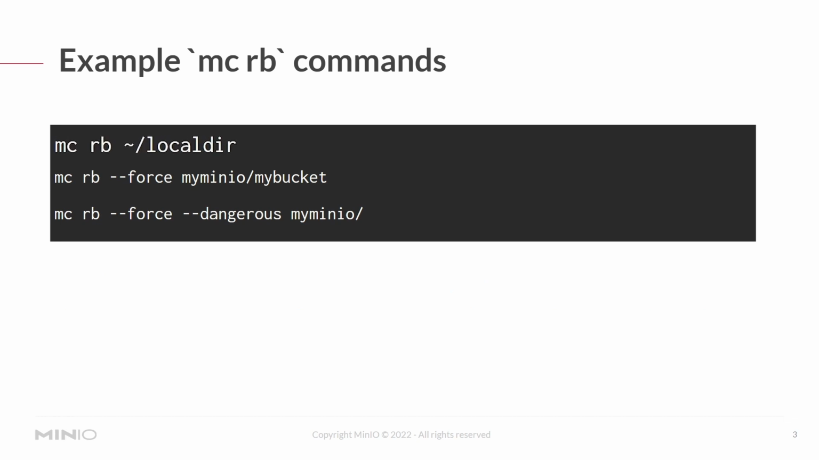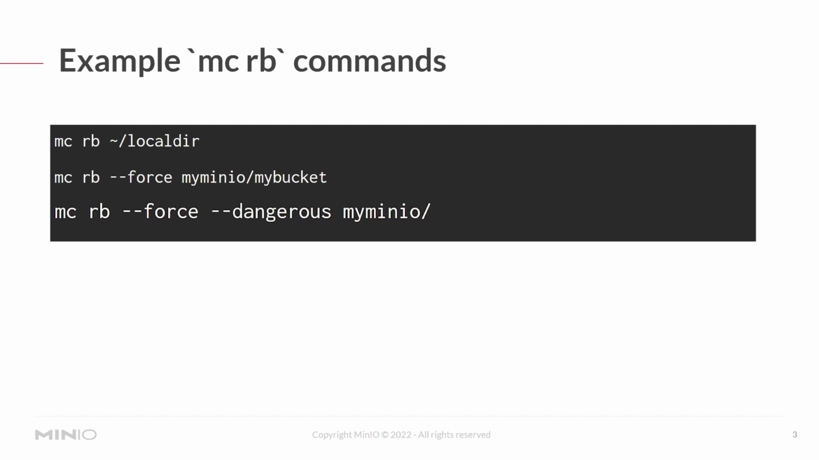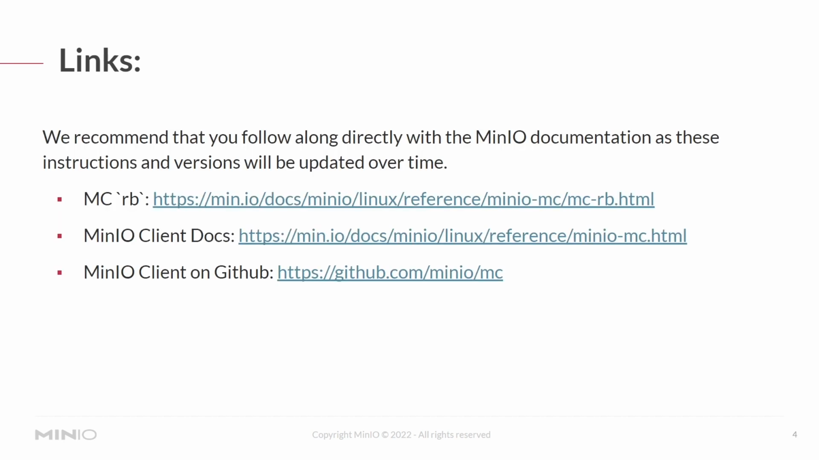mc rb home folder localdir. This will delete a folder or directory on the local system. The next line, mc rb --force myMinIO/mybucket, will remove the bucket called mybucket. Lastly, mc rb --force --dangerous myMinIO/ refers to the alias myMinIO and will remove all buckets from that alias. So please use that with caution.